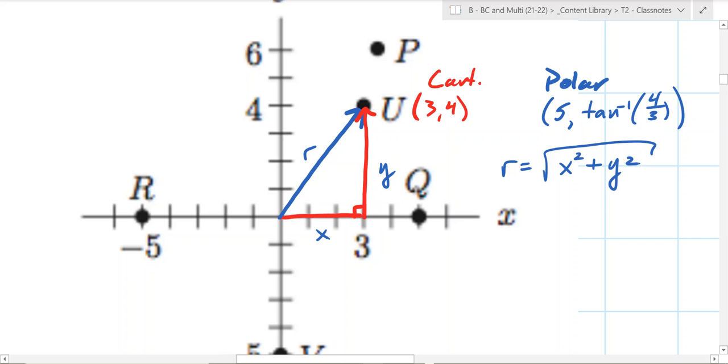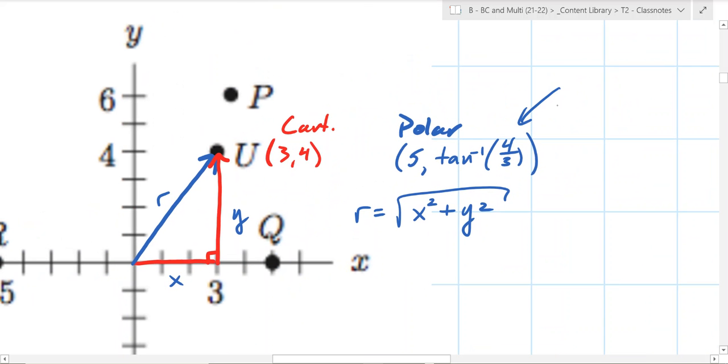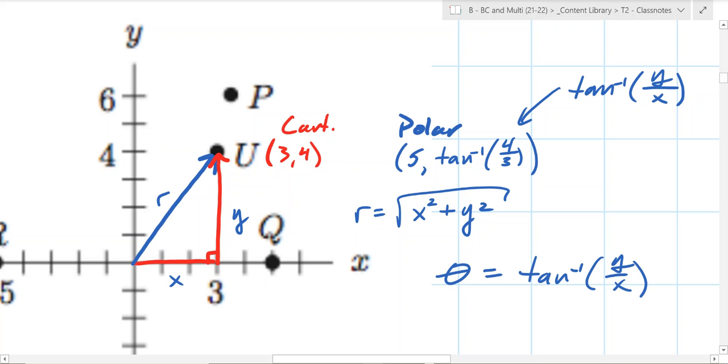Yes, exactly. And then where did this tan inverse come from? This is tan inverse of y over x. So what we now know is theta is always going to be equal to the tan inverse of y over x. So if you're given something in Cartesian coordinates, can you always convert to polar?